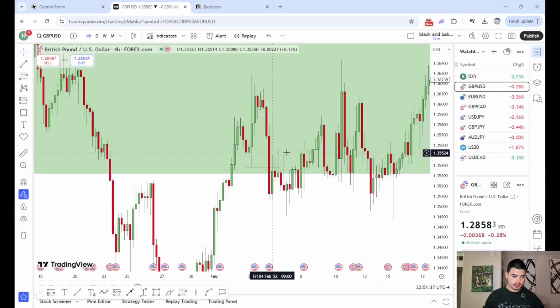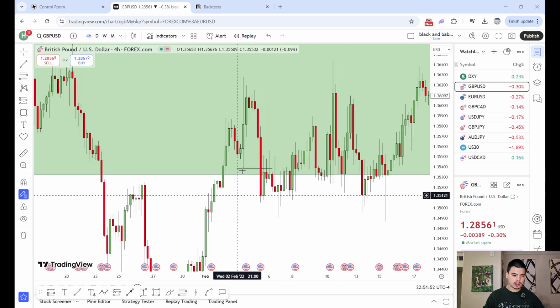It created this displacement, creating these fair value gaps. It closed below all these up close candles. It also disrespected this bullish fair value gap that sent price higher in the past. Also closed below this bullish fair value gap. In my eyes, I would see this as an entry opportunity.